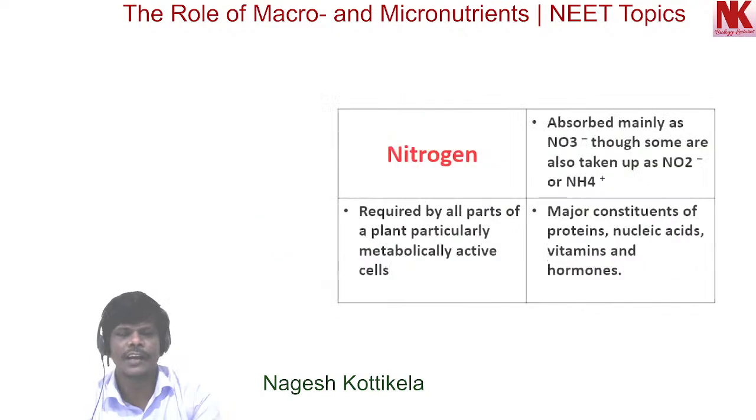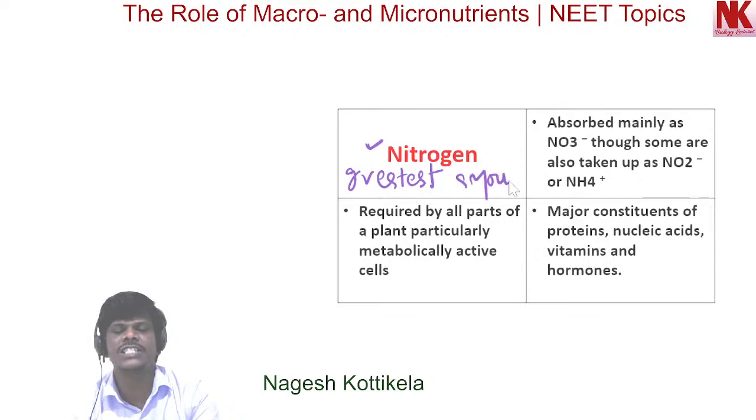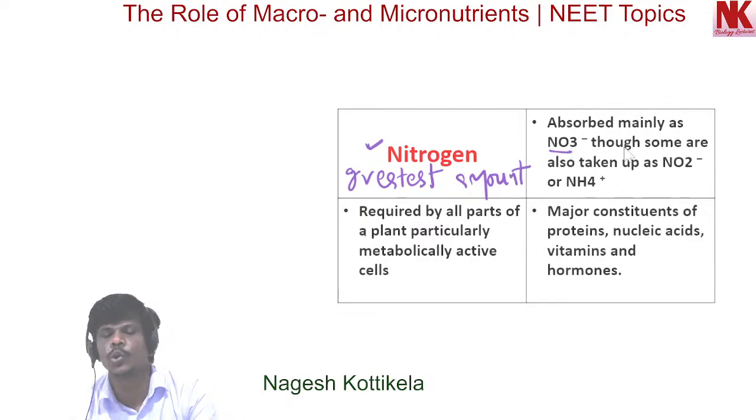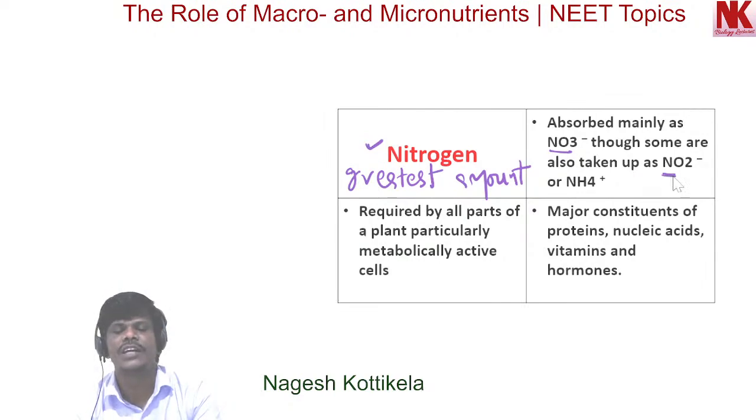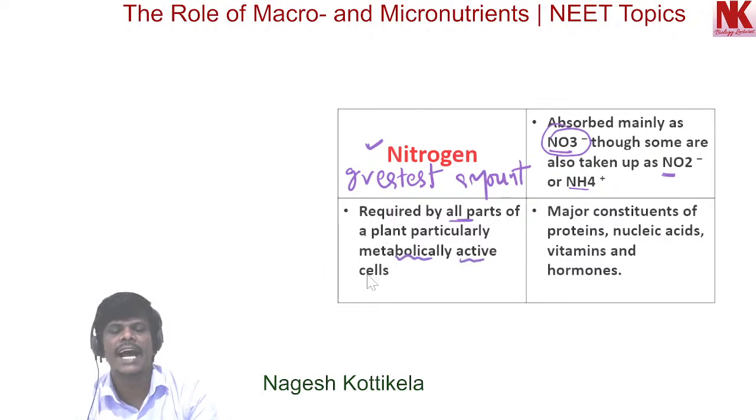First of all, let's discuss nitrogen. Nitrogen is required by plants in greatest amount. It is absorbed mainly as nitrate, though some is also taken up as nitrite and ammonium ion. Important: this nitrogen is required by all parts of the plant, particularly metabolically active cells, which need nitrogen in large amounts.